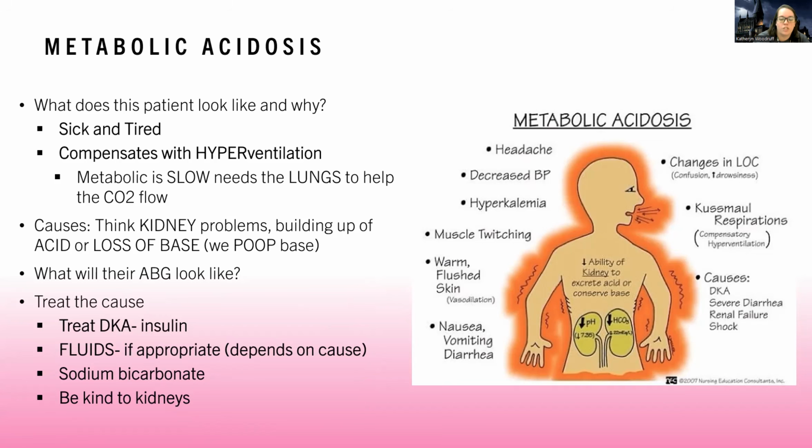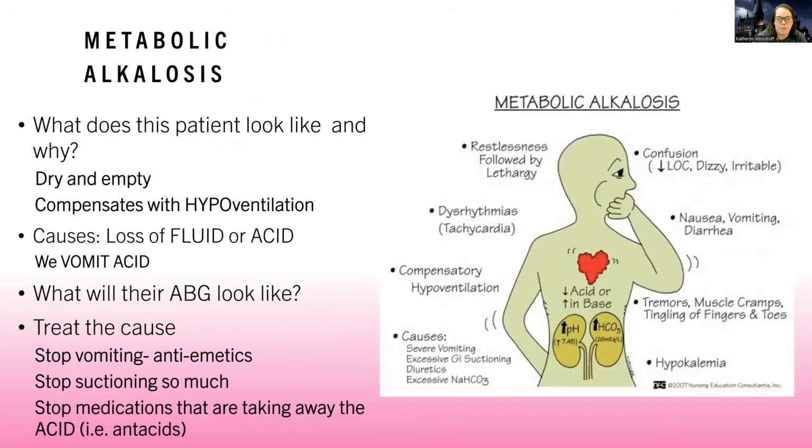If my pH is low, and then I look at my HCO3 and it's low too, that's going to be a sign I have a metabolic problem because they're going in the same direction. It will make more sense when we talk about the actual ABGs.